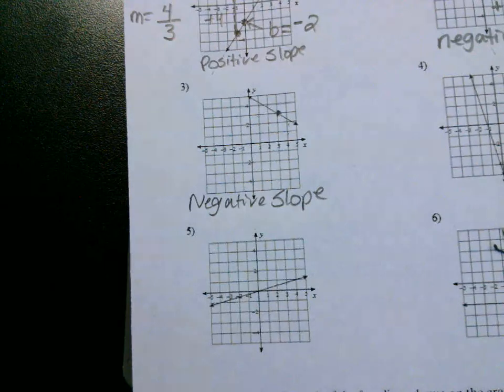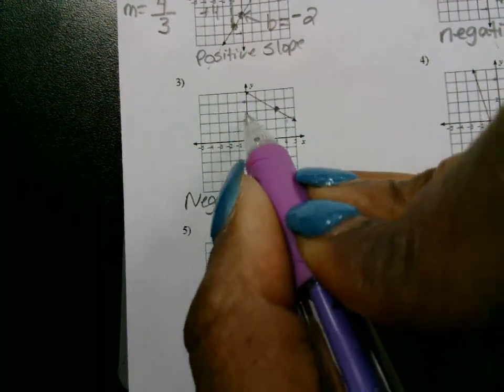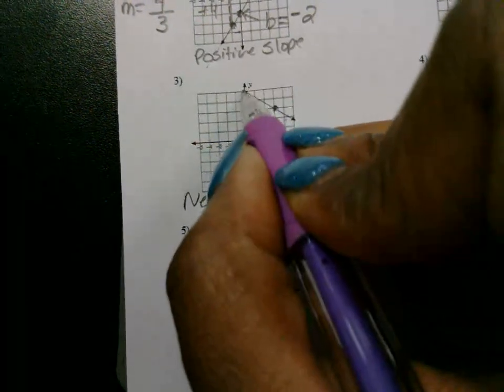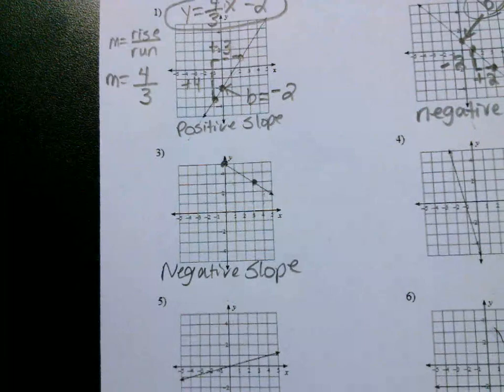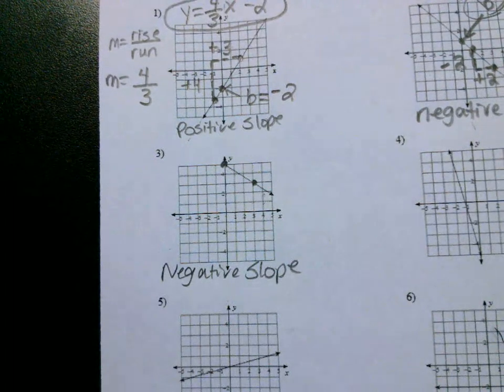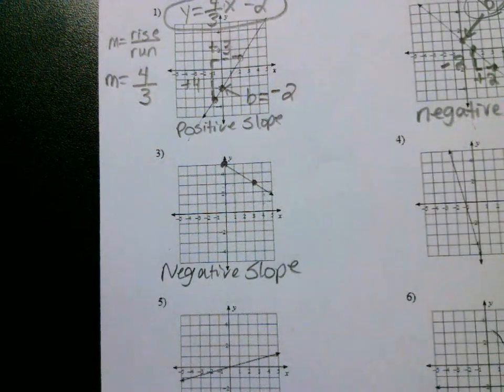Perfect. Yes. 0, 5. 0, 1, 2, 3, 4, 5. Perfect, Ricardo. So now let's count rise over run. How far do you go down and over? What's going to be my M?